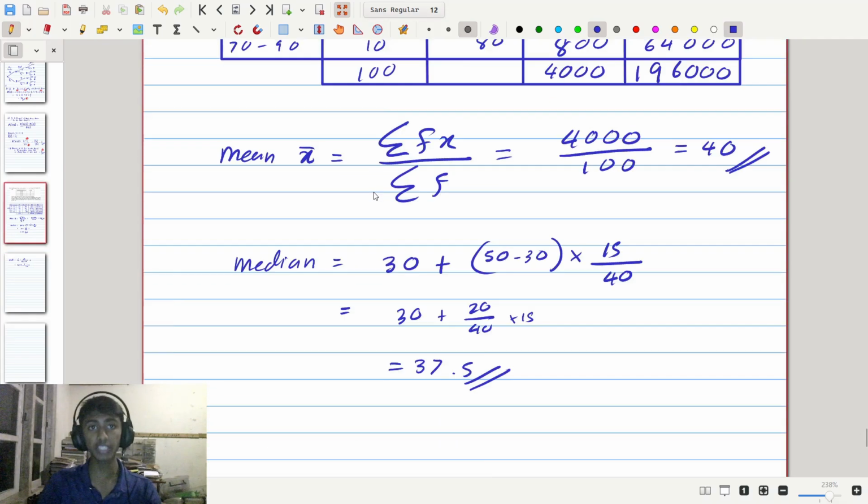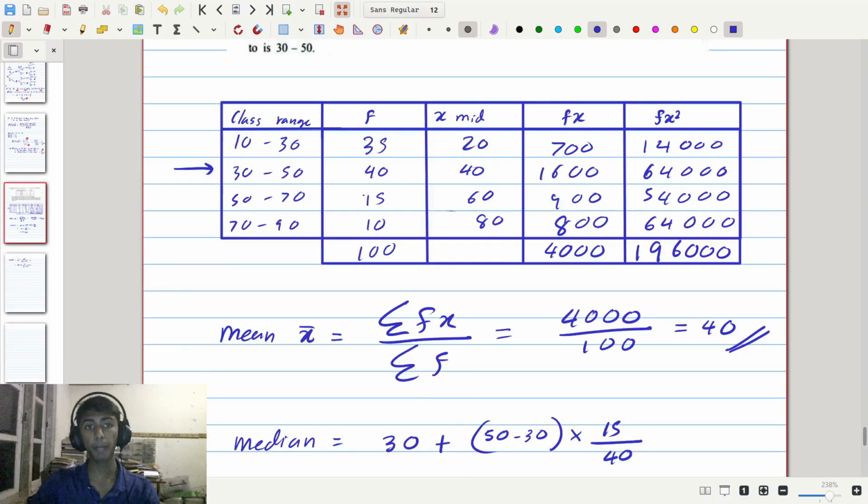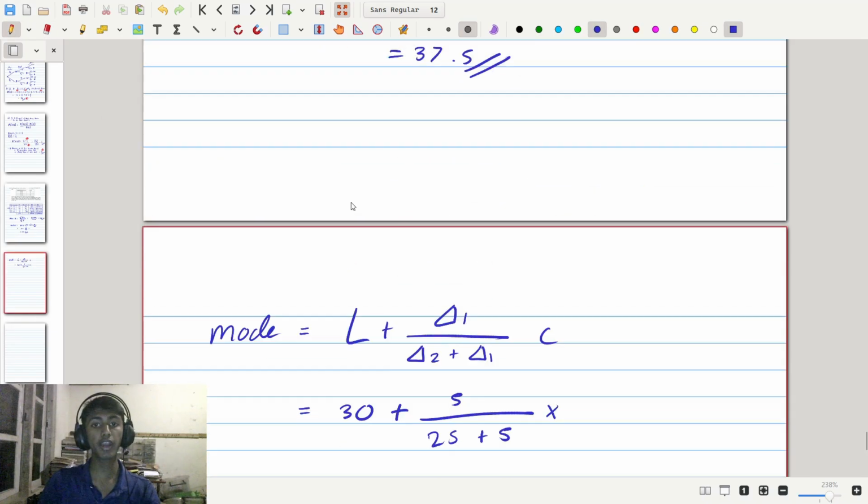C is the class interval, which is basically how far apart the lower and upper bounds of the class are. In this case, we can see we have 30 and 50, meaning the class interval here is going to be 50 minus 30, which is 20. And therefore, the class interval is 20. So if we substitute that value in, we can finally find the mode here.